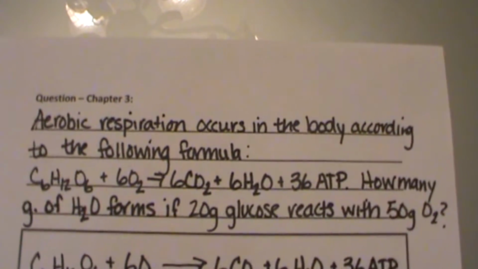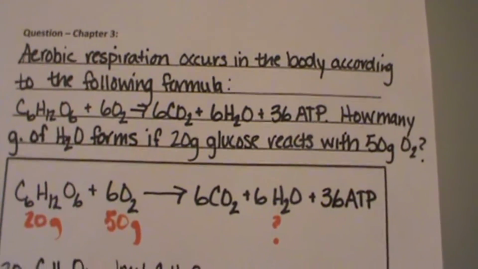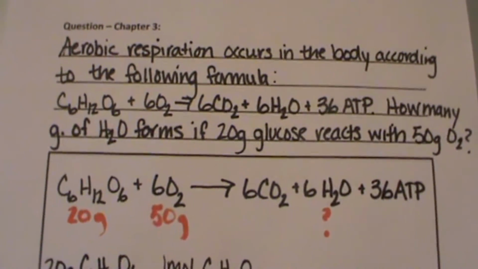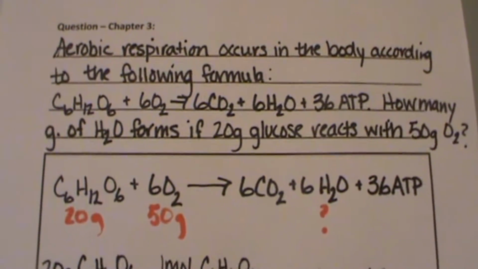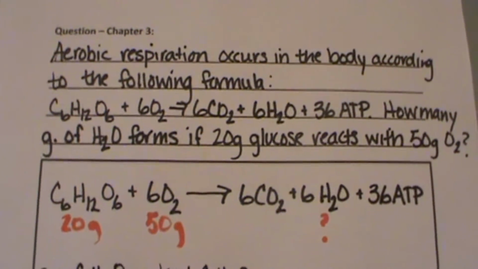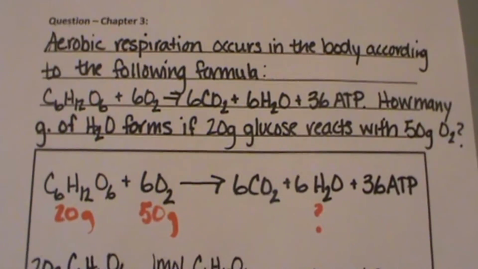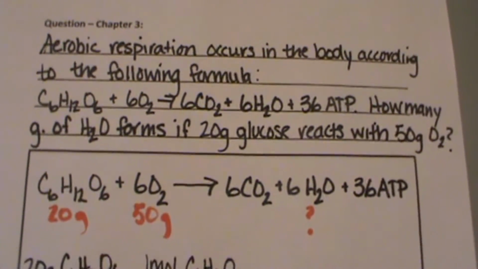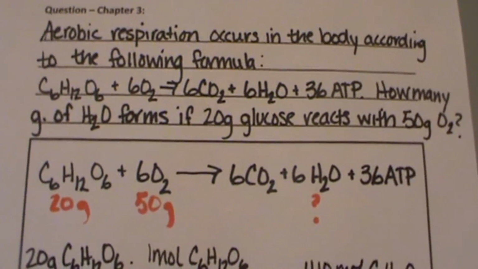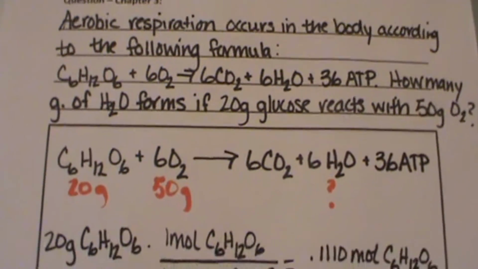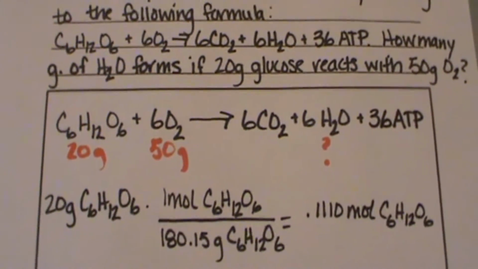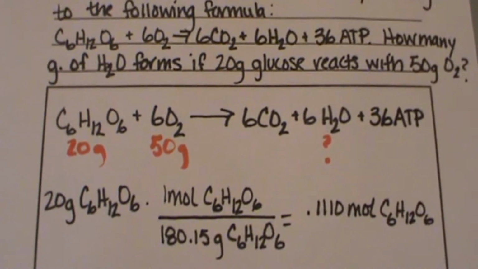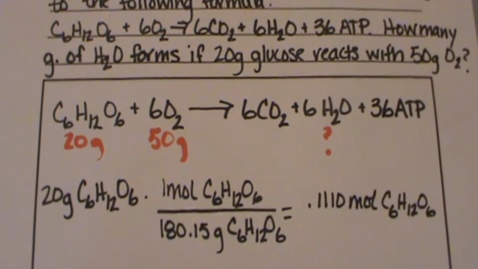So the first thing I've done is to rewrite the equation, and I just made some notations about what we have and what we're looking for. So we have 20 grams of glucose and 50 grams of oxygen, and we're trying to calculate how many grams of H2O. So then I'm going to convert the glucose and the oxygen from grams to moles.